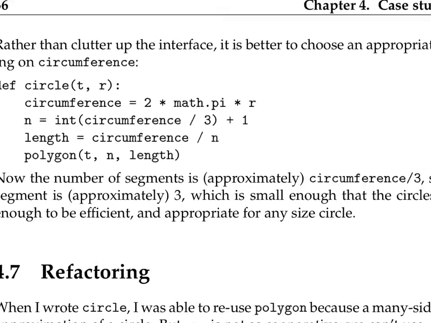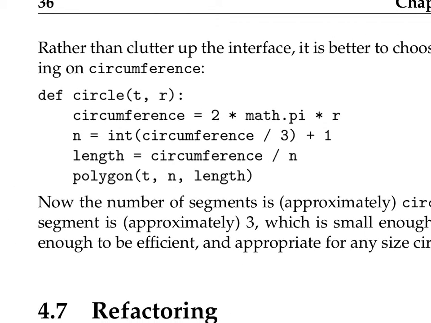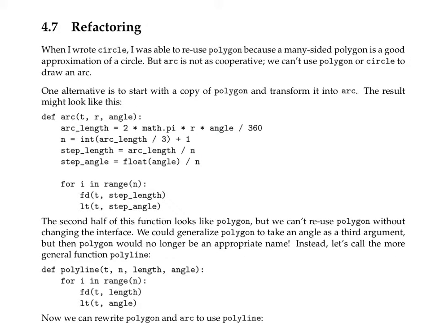In order to make this happen, he then creates a little bit of code here that figures out the number of sides that's most appropriate for this size of circle. The important thing in terms of interface design is when you call the circle function, you still don't have to worry about how many sides should be drawn. You just pass it the turtle and the radius, and the function deals with any extra work.